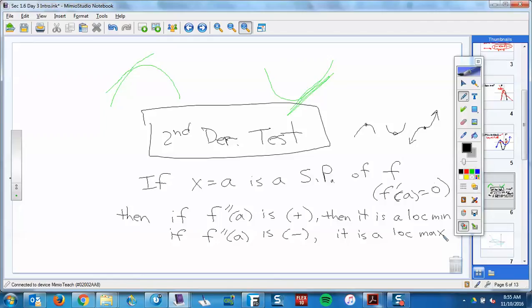We can just say, hey, plug it into the second derivative. Now, you might not have the second derivative, so a lot of times we don't use this. The first derivative test we use way more. A lot of times you don't have the second derivative, you just have the first derivative, right? So we don't use this, but it can work.